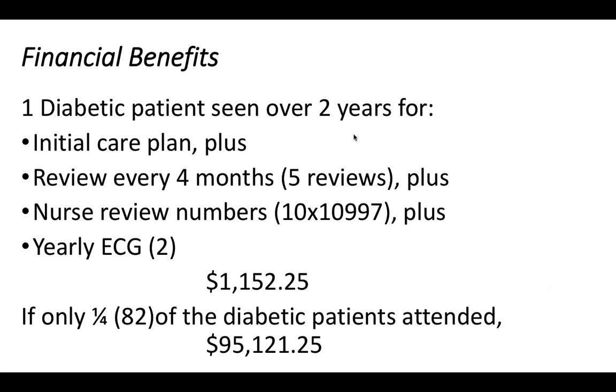So the financial benefits. If one diabetic patient was seen over 2 years and had their initial care plan plus a review every 4 months, which is 5 reviews, plus their nurse review numbers, that 10997, they could have 5 of those a year, so that's 10 over the 2 years, plus 2 ECGs, 1 each year, that's $1,152.25 per patient. And so if only a quarter of our diabetic patients in the clinic attended, that would be just over $95,000 over the 2 years, just in those 82 patients.